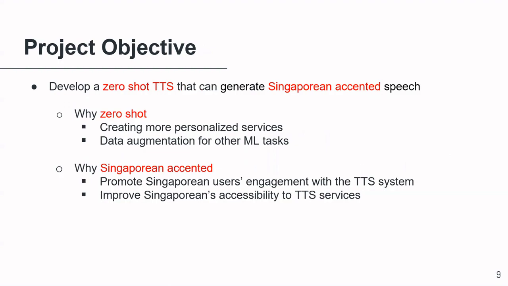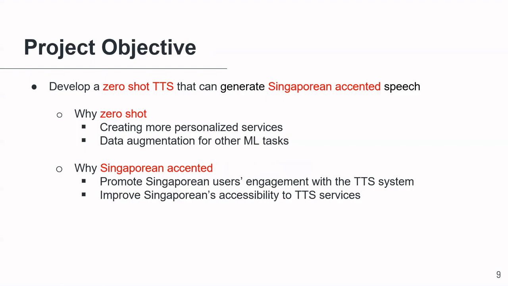The objective of this project is therefore to develop a zero-shot TTS system that can generate high-quality English speech in Singaporean accent. We want the TTS to be zero-shot because zero-shot TTS is more powerful than traditional TTS, with its ability to instantly adapt to voice of speakers that are unseen during training. This brings about additional benefits over traditional TTS systems.